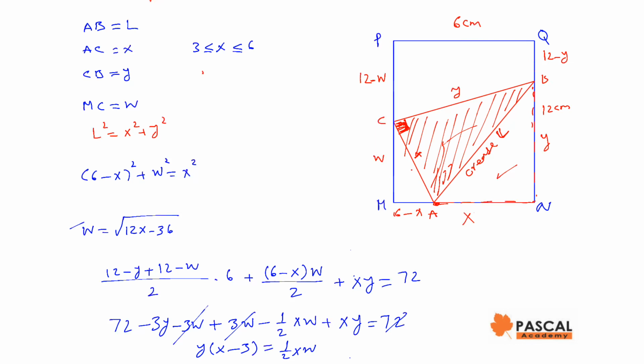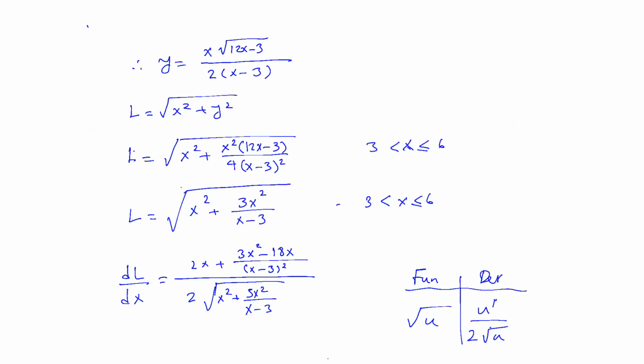With a little bit of algebraic manipulation, we find Y times (X minus 3) equals half of XW. And we know W is square root of 12X minus 36. This means Y is XW divided by 2 times (X minus 3).